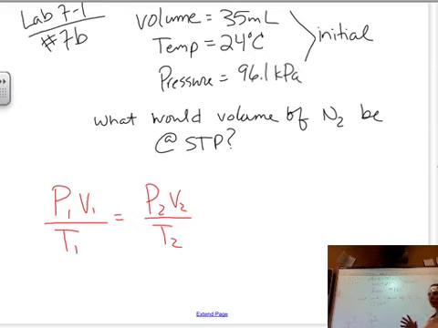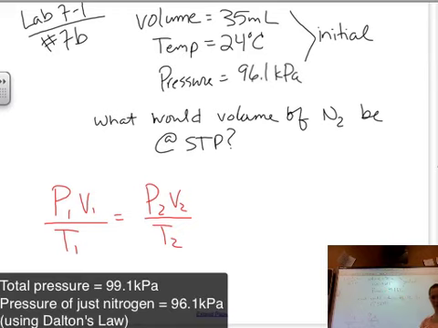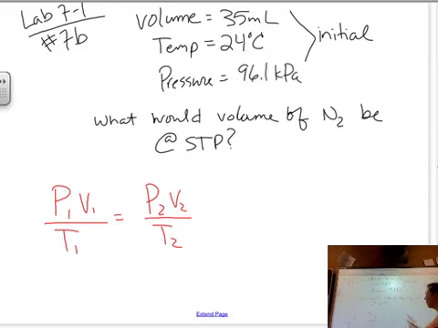Here I want to walk you through a pre-lab question, number 7B. We're looking at the volume of nitrogen gas collected in an experiment. It's collected over water at 24 degrees Celsius at a pressure of 99.1 kilopascals. This is our initial temperature. What we're trying to find is the volume at standard temperature and pressure, STP. So we've got to plug in some numbers. We've got the initial values.